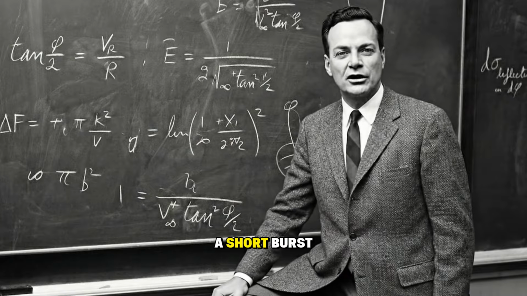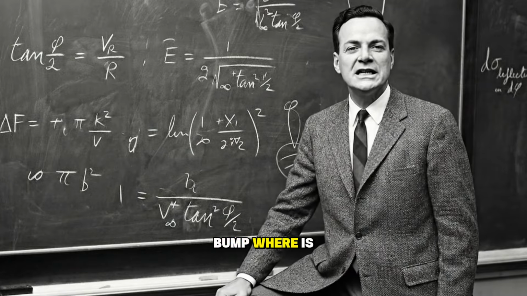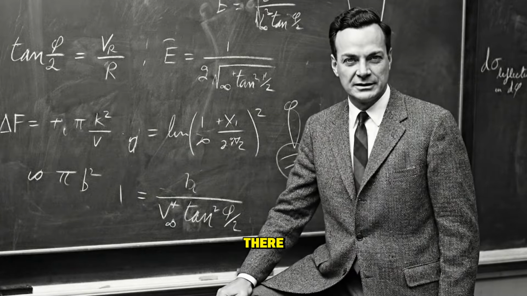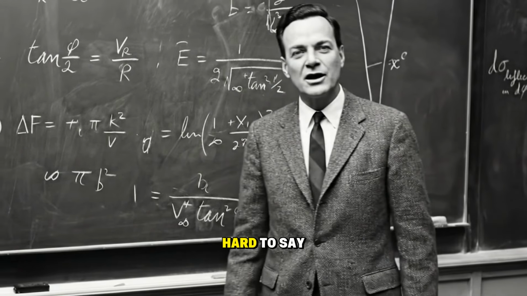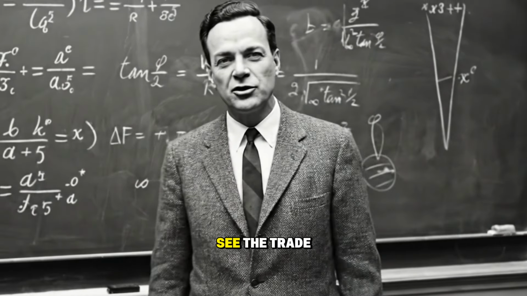Now think about a short burst, just one little bump. Where is it? Easy, it's right there. But what's its wavelength? Hard to say. It's not really repeating. See the trade-off?